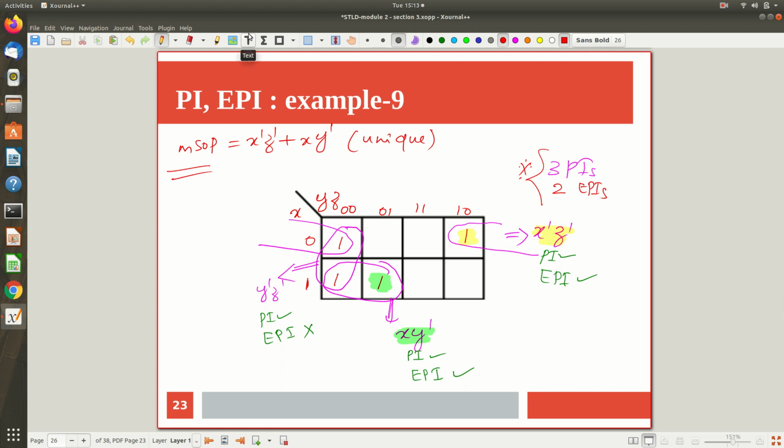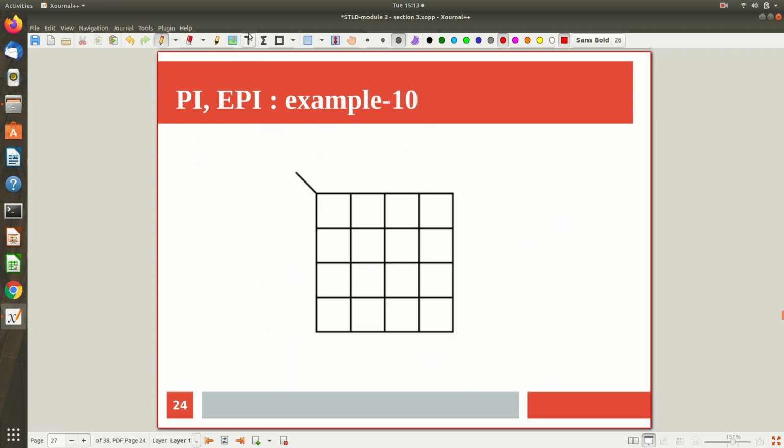Now let's take one more example and we will wind up. So 10 questions we worked out, right? Fine. A, B, C, D. 00, 01, 11, 10 and 00, 01, 11, 10, and let the ones be like here and here, something like this. So this many ones are there.